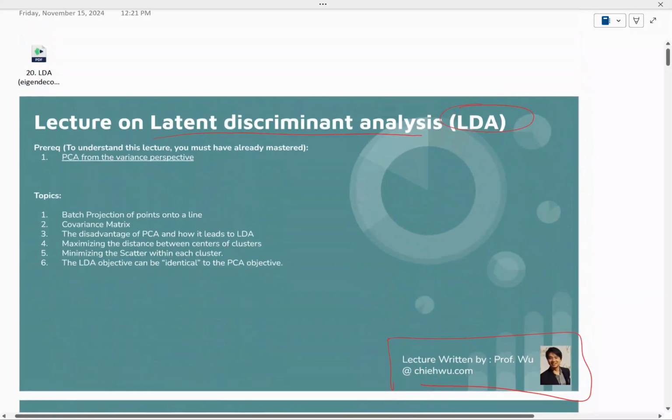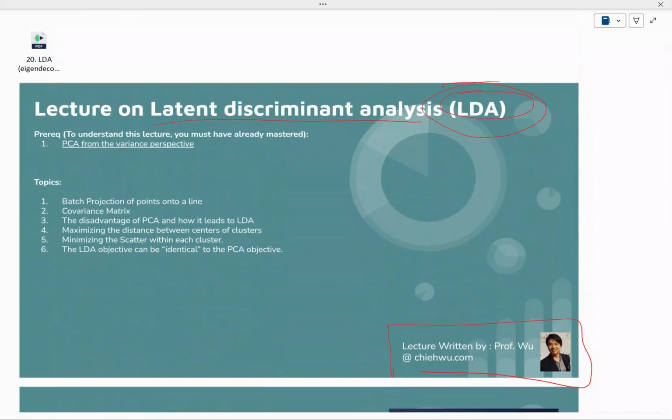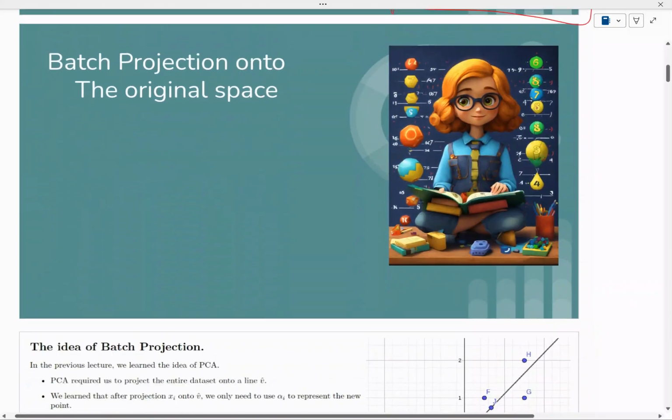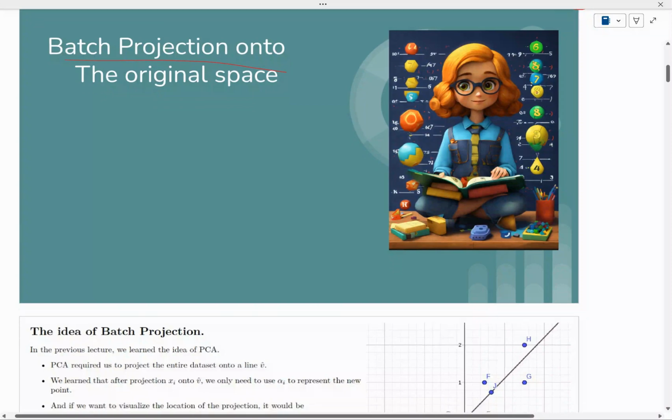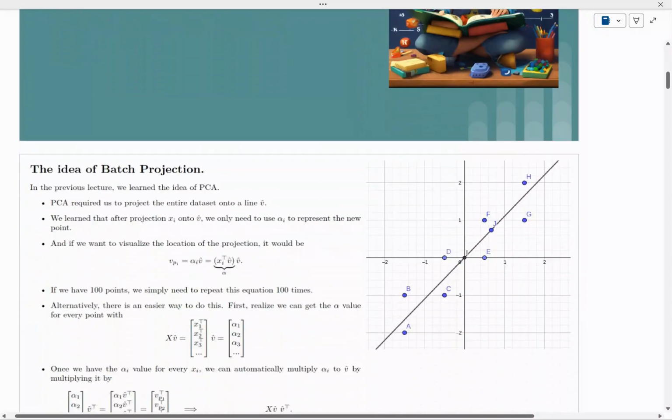In order for you to understand LDA, there's a lot of math involved. So, as always, it's nice to review some of these core math concepts. One of them is called batch projection. We've done batch projection in the previous lecture on PCA.